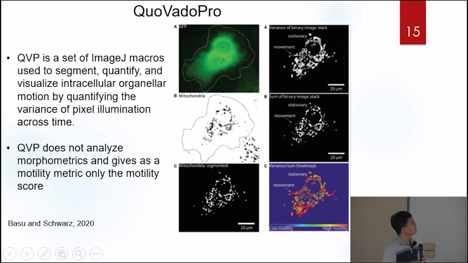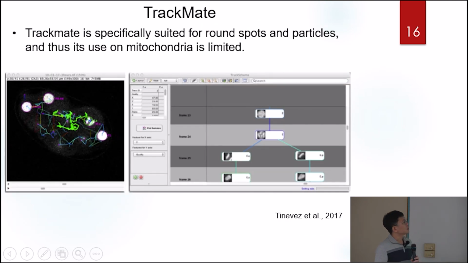Okay, so this is the QVP, and the third one is TrackMate. TrackMate is also good for 3D image tracking, and you can see they can track the individual object. However, this one was first designed for C. elegans cell development. You know that C. elegans development is from one cell and then divides to two, and then they can track them using TrackMate. Because at that time, the C. elegans cells are more round, so it's specially suited for round spots or particles.